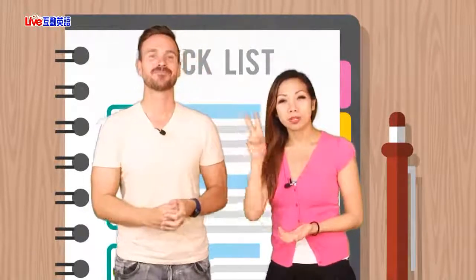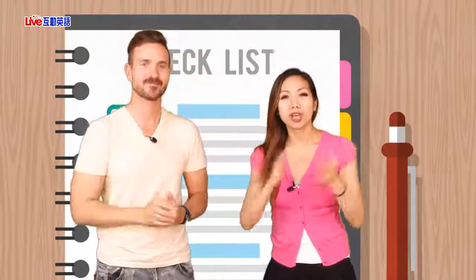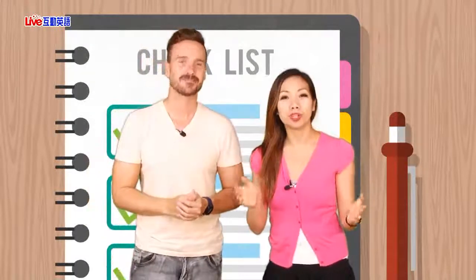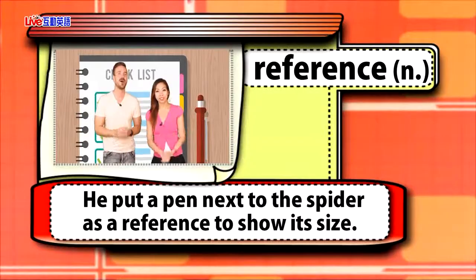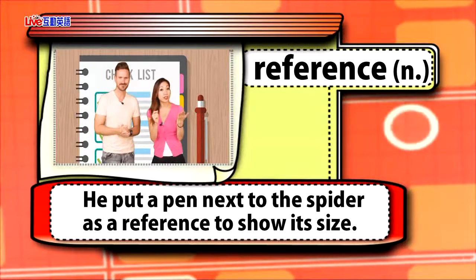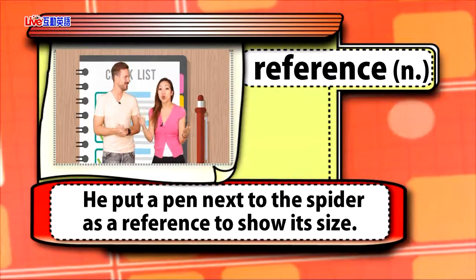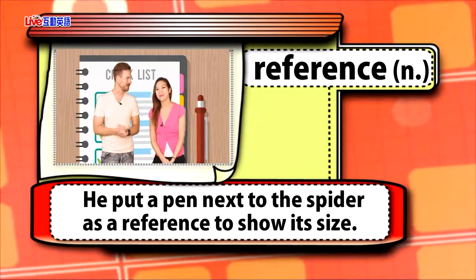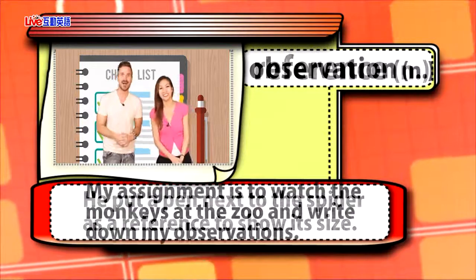Today we're looking at part 2 of Take Control of Your Time with a Bullet Journal. And the vocabulary words are reference. Reference. He put a pen next to the spider as a reference to show its size. Oh no, it's probably a big spider, right?